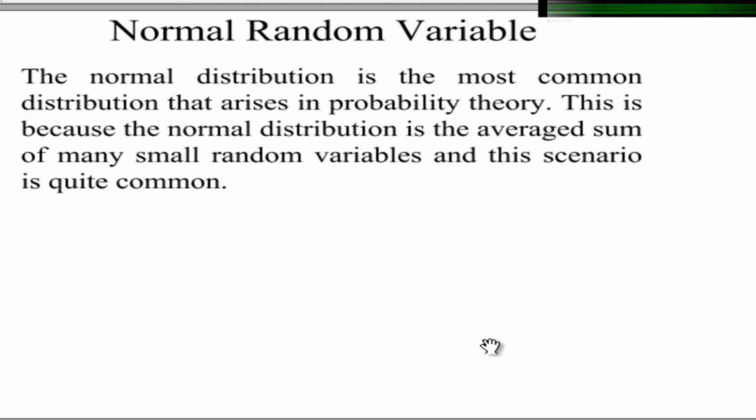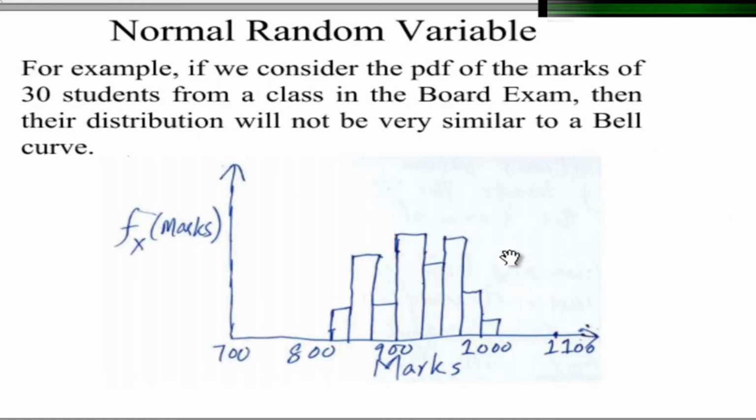Okay, this is because the normal distribution is the average sum of many small random variables, and this scenario is quite common. I am not discussing it, I am not confusing you with this statement, but just stick to the upper statement, which is telling that this is the most commonly used random variable. So let's move on.